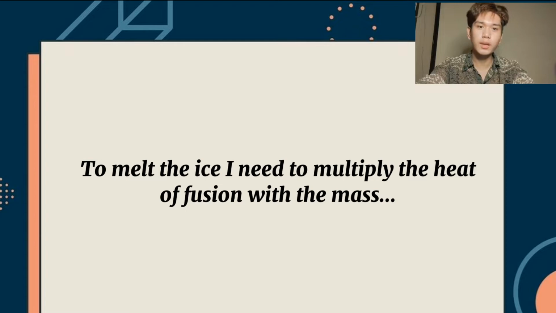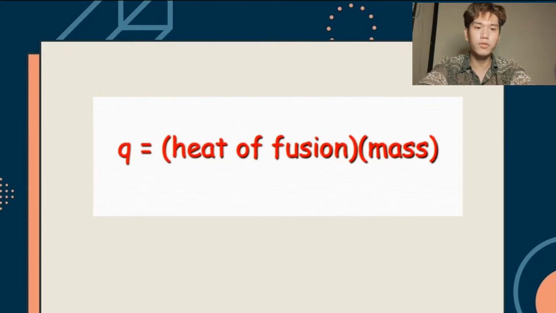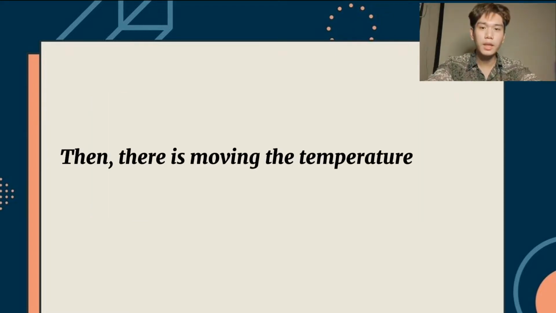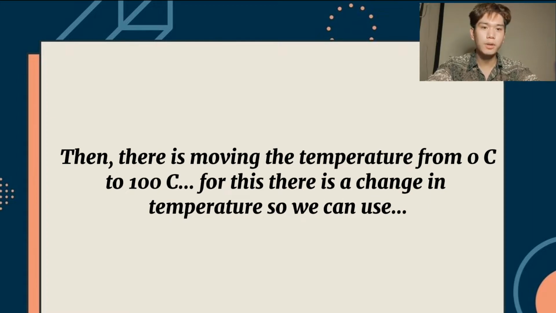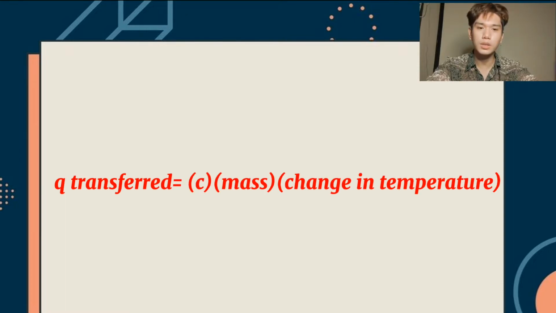First, to melt the ice, I need to multiply the heat of fusion with the mass. And the formula for that will be Q is equal to heat of fusion multiplied by mass. Then, there is a moving of temperature from 0 Celsius to 100 Celsius. For this, there is a change in temperature, so we can use the formula Q transferred is equal to specific heat in Celsius multiplied by mass and multiplied by change in temperature.